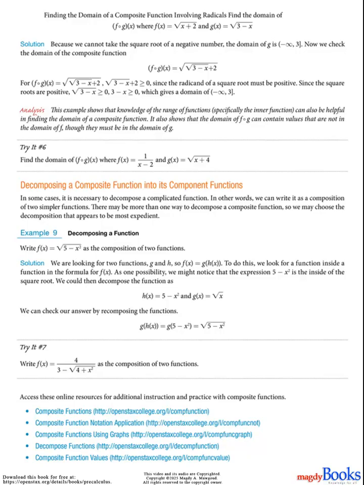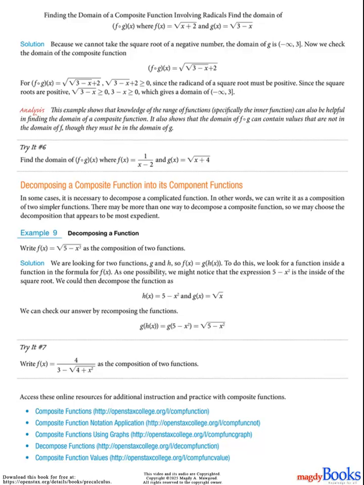As one possibility, we might notice that the expression 5 minus x squared is the inside of the square root. We could then decompose the function as h of x equals 5 minus x squared and g of x equals square root of x. We can check our answer by recomposing the functions. g of h of x equals g of 5 minus x squared equals square root of 5 minus x squared.